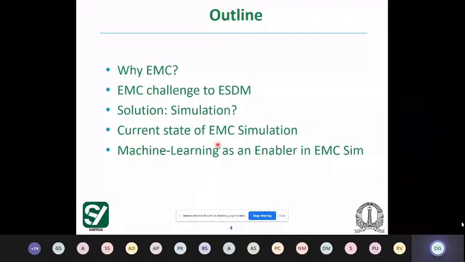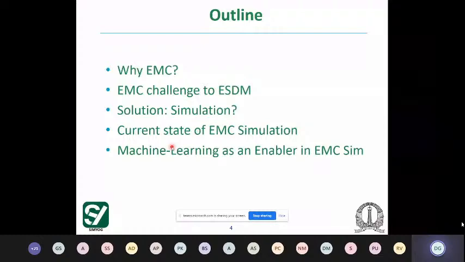In this presentation, I want to touch upon why EMC, right? I'm also an outsider to EMC. I've been working on this for only 5 years, but what attracted me to EMC and to solving some of the problems in EMC, I'll talk about that. Then what are the challenges that EMC poses to system integration or electronic system design and manufacturing, whether simulation can be an appropriate solution to that, what is the current state of EMC simulation, and that will bring us to the topic of machine learning as an enabler for EMC simulation.